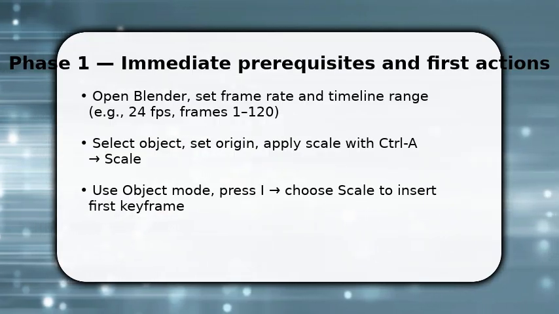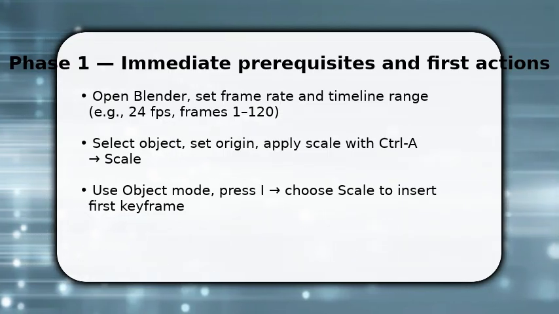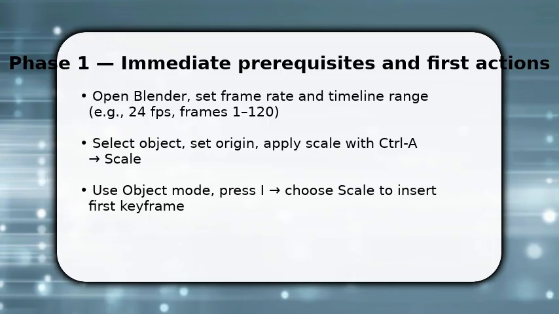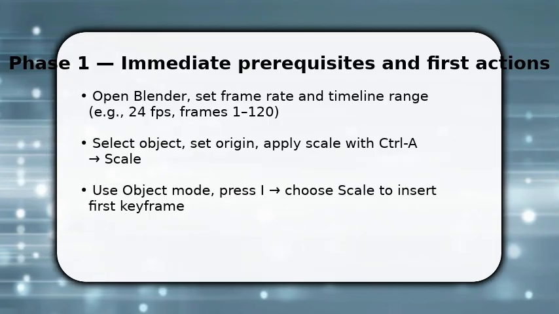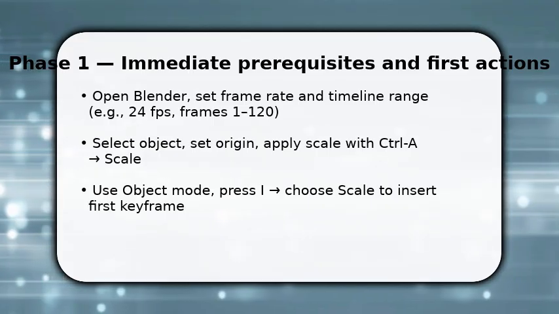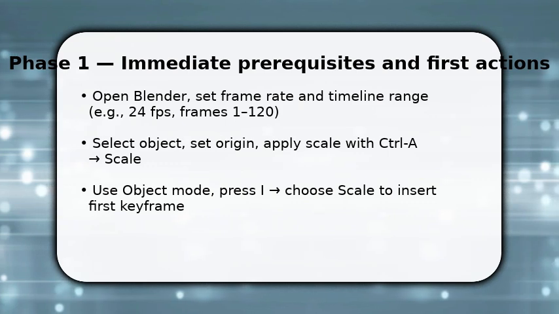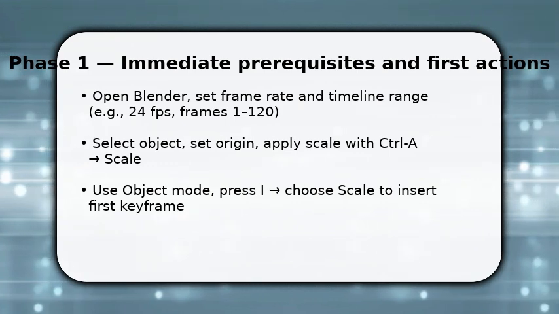Next, select the object and apply scale to reset transforms because keyframes record applied values. Once done, move to your start frame, press I and choose scale to insert the initial keyframe. You do this so interpolation later behaves consistently. Otherwise, unexpected jumps can appear when you animate.